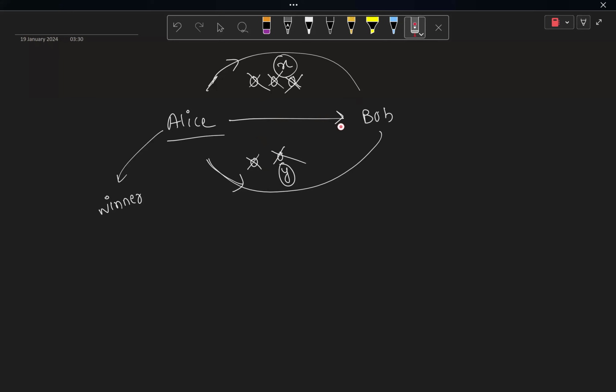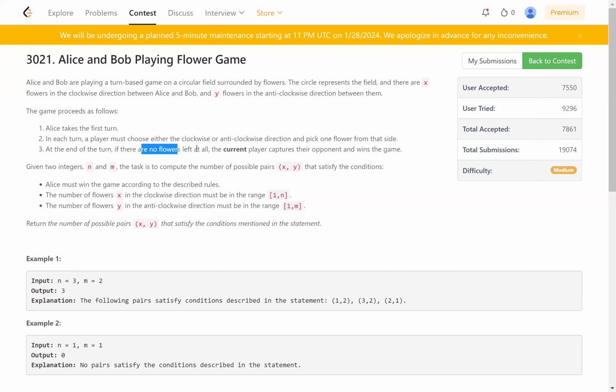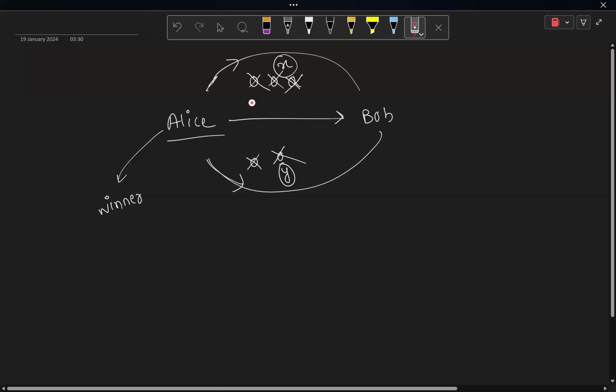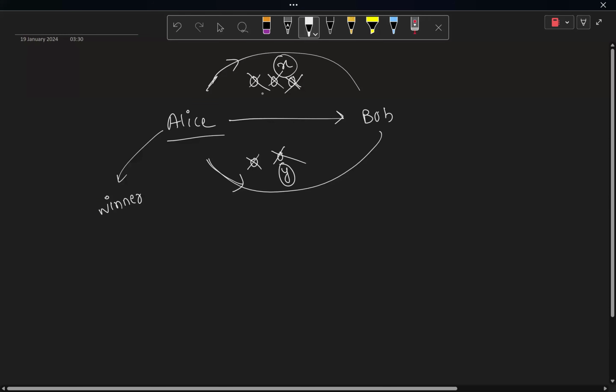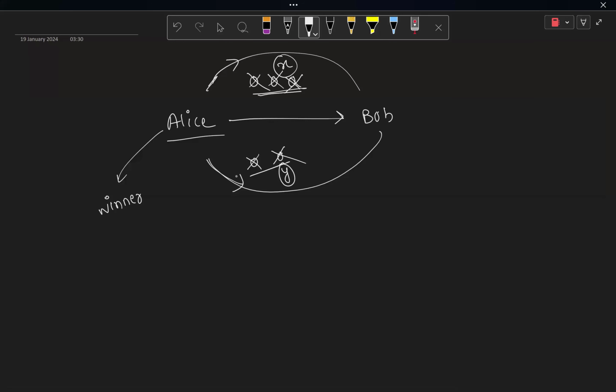Now, in the problem statement, again, I'm not happy that they have not mentioned this completely. They should have clarified what they mean by "if no flowers are left at all": whether they mean the flowers in the direction or all of the flowers. Since they have not mentioned this part, we are assuming that they are talking about the case where all the flowers in both directions are taken.